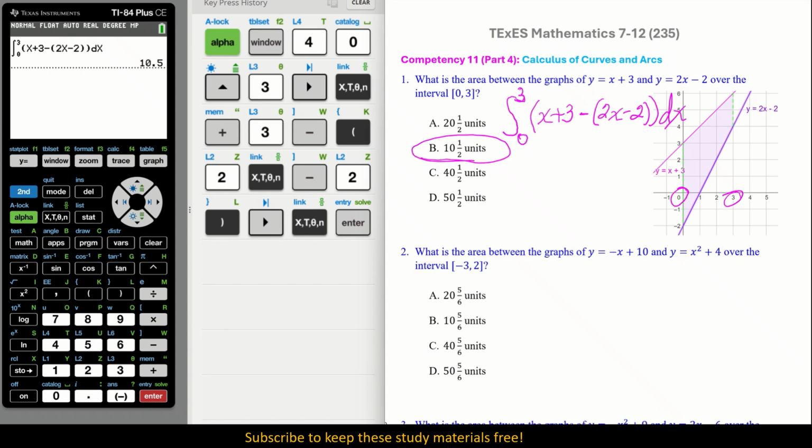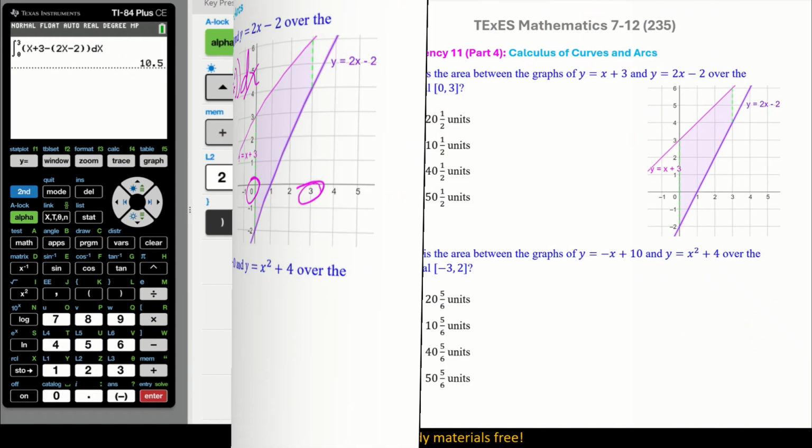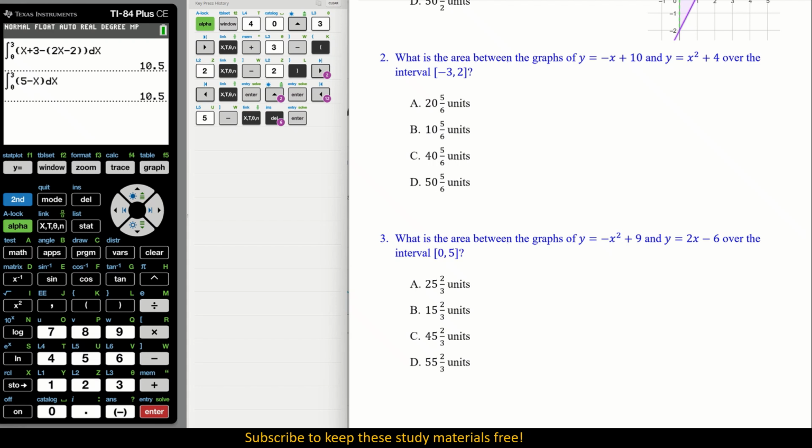Okay, let's go to number 2. What is the area between the graphs of y equals negative x plus 10 and y equals x squared plus 4 over the interval negative 2 to 2? Let's proceed and see how we would handle that. I don't have a graph for you, and I don't need to give you a graph to make sure you know which one to subtract from the other. This is what we need to do.